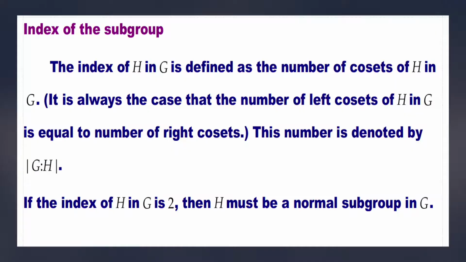Now we are going to learn about the number of cosets, the index of the subgroup. The index of H in G is defined as the number of cosets of H in G. It is always the case that the number of left cosets of H in G is equal to the number of right cosets. This number is denoted by [G:H], meaning the index of H in G. If the index of H in G is 2, then H must be a normal subgroup of G.